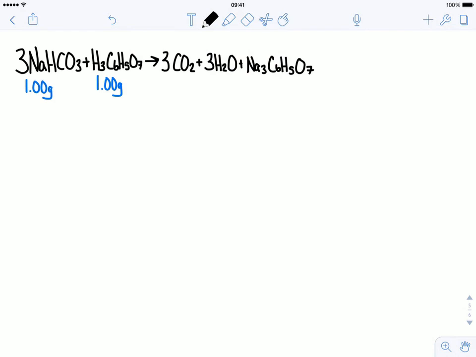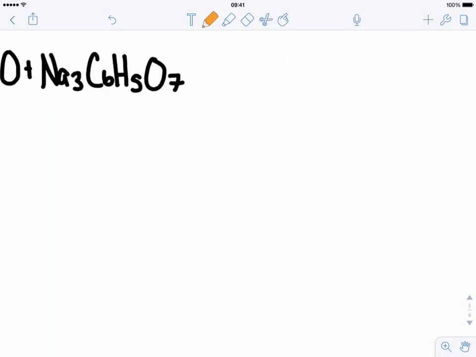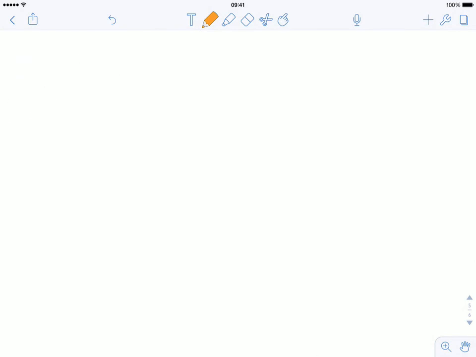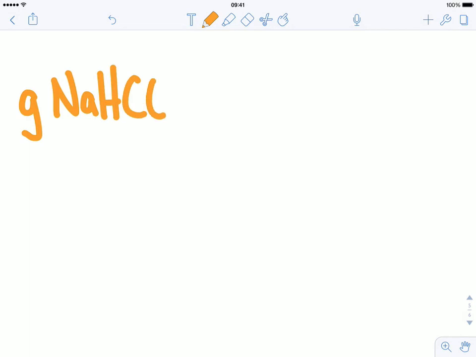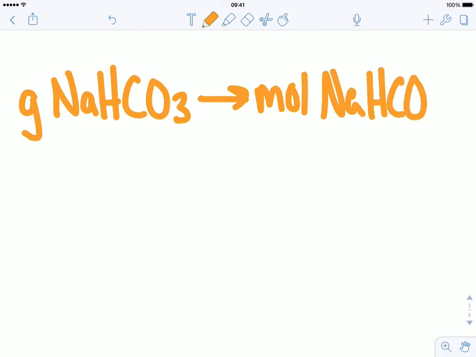So I'm going to pick sodium bicarbonate, and I will show you how to do this second way of limiting reactants using sodium bicarbonate. But again, you could choose citric acid and you will get the same exact answer. So if we put a little map like we did for the other problems, we're going to take grams of sodium bicarbonate, which is NaHCO3, and we're going to turn it into moles of sodium bicarbonate, NaHCO3. Now we're going to do the same thing with citric acid.